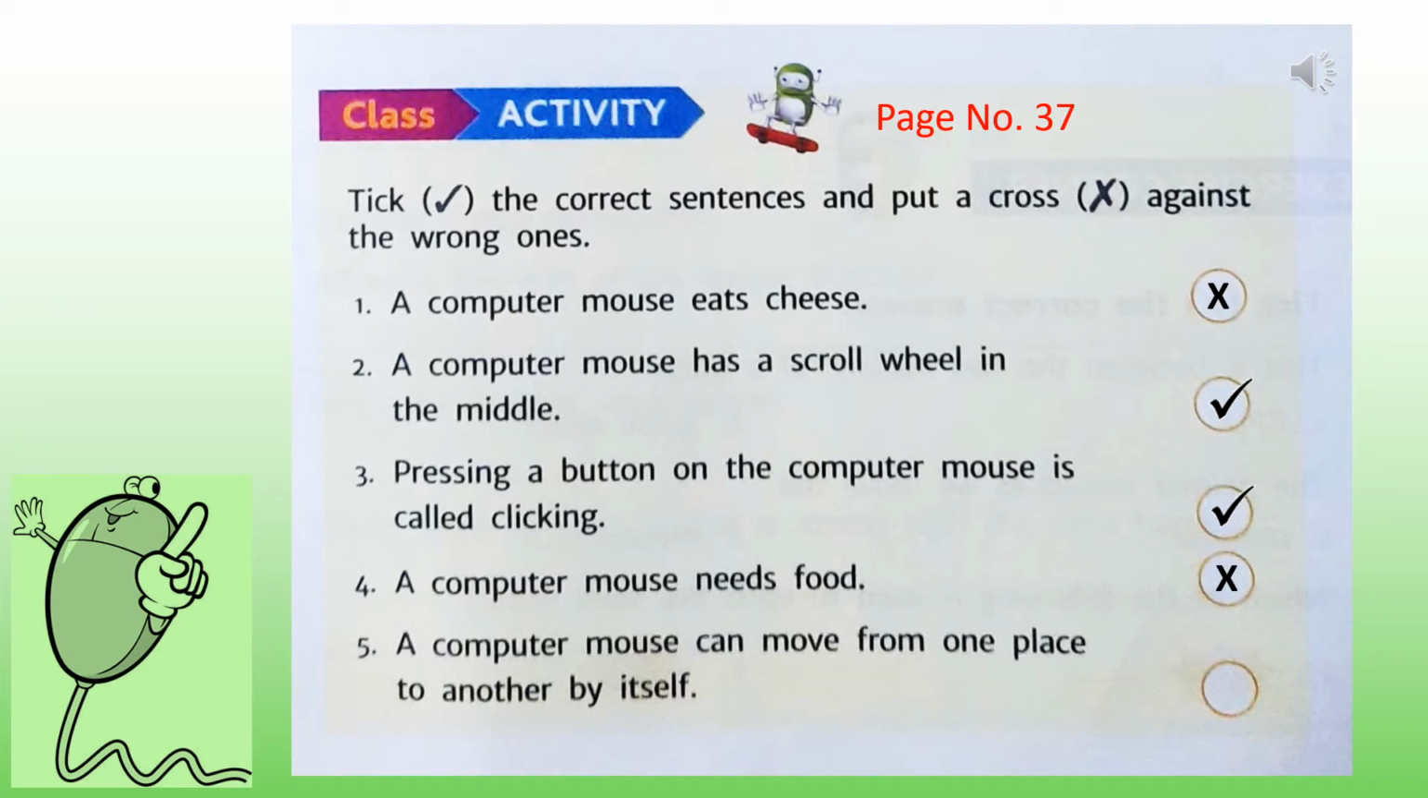The next question is, a computer mouse can move from one place to another by itself. That is also wrong. If you have to move the mouse, you hold the mouse and move it on the desk. Then the mouse pointer will move and you can use it for the required purpose.